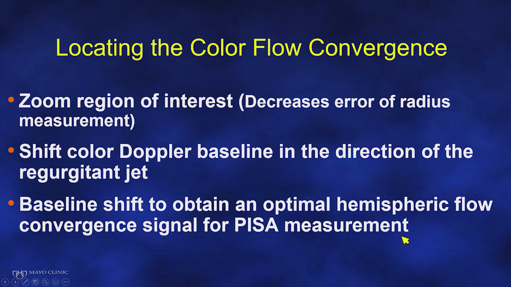Now, it's important when you use PISA to zoom the region of interest. It'll decrease the error of the radius measurement. Shift the color baseline in the direction of the regurgitant jet and make sure it blooms into as good a hemisphere as you can get. Shift the baseline for an optimal hemispheric flow convergence signal.